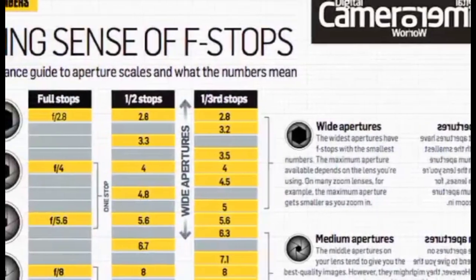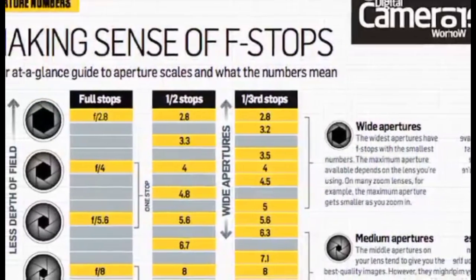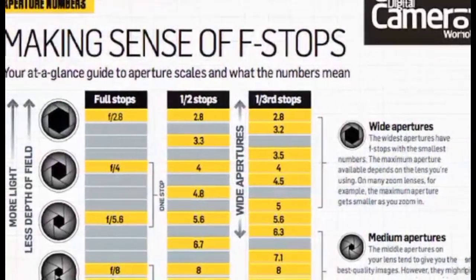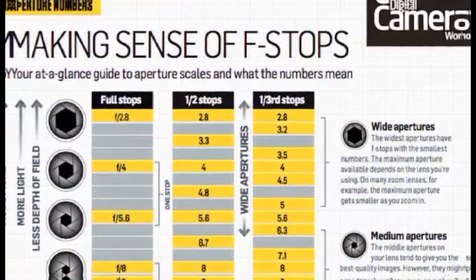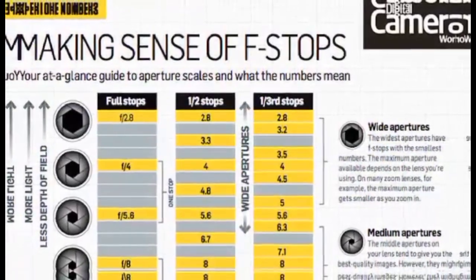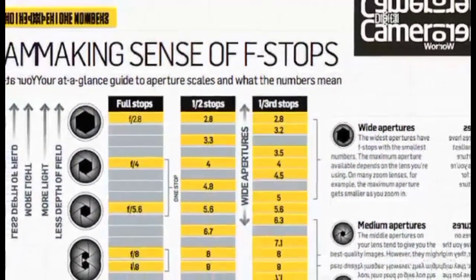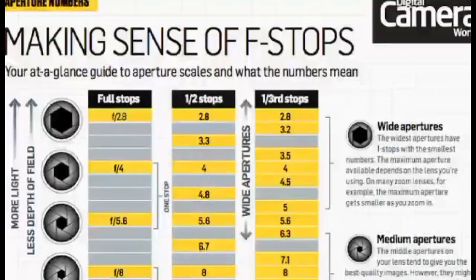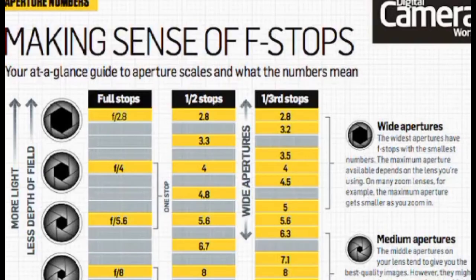Stops. A stop is a doubling or halving of the amount of light let in when taking a photo. For example, if you hear a photographer say he's going to increase his exposure by one stop, he means he's going to capture twice as much light as on the previous shot.